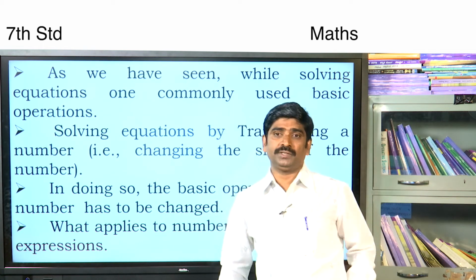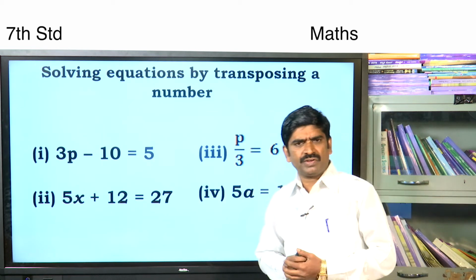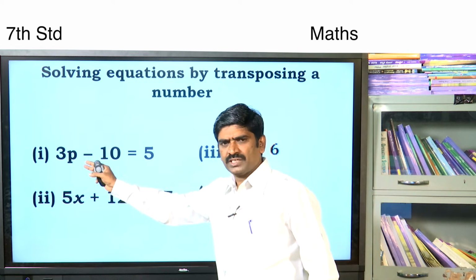It is very important. Next, 4 examples are given here. First one, 3p minus 10 is equal to 5.